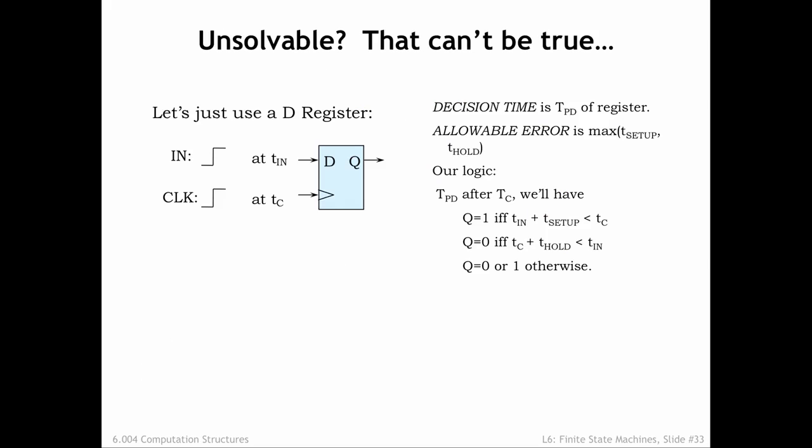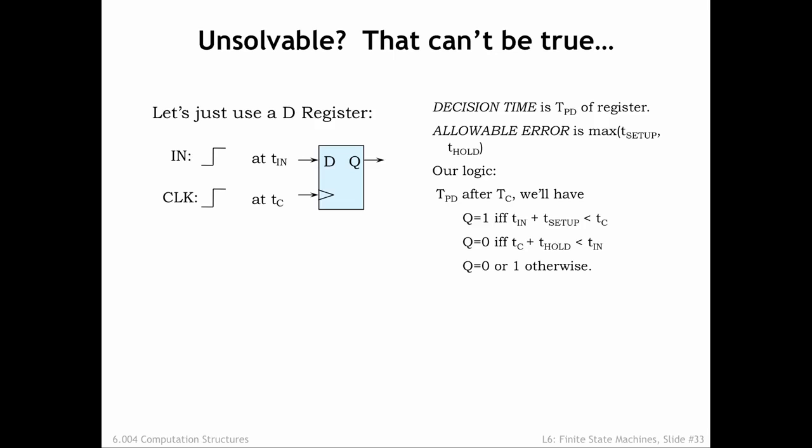But can't we just use a D register to solve the problem? We'll connect in to the register's data input and connect clock to the register's clock input. We'll set the decision time, Td, to the propagation delay of the register, and the allowable error interval to the larger of the register's setup and hold times. Our theory is that if the rising edge of in occurs at least T setup before the rising edge of clock, the register is guaranteed to output a 1. And if in transitions more than T hold after the rising edge of clock, the register is guaranteed to output a 0. So far, so good.